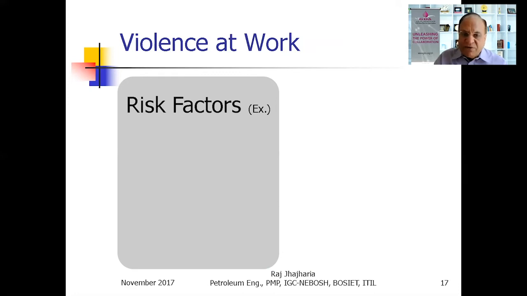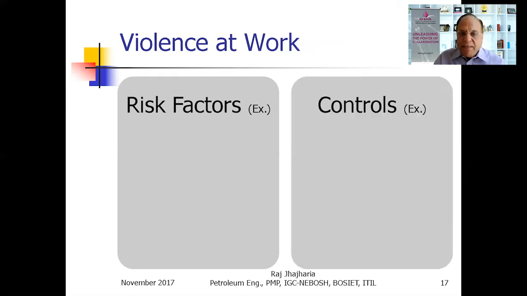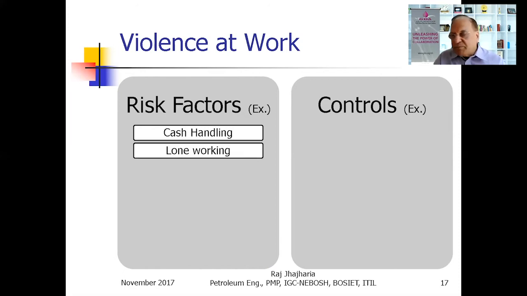Violence at work. What are the risk factors, examples, and then controls? Cash handling. Whenever there is handling of cash, there is a risk of violence, such as in banks or cash counters in shops. Lone working. Whenever a person is working alone, especially in the middle of the night, in a remote area, that's a risk, he can be attacked.